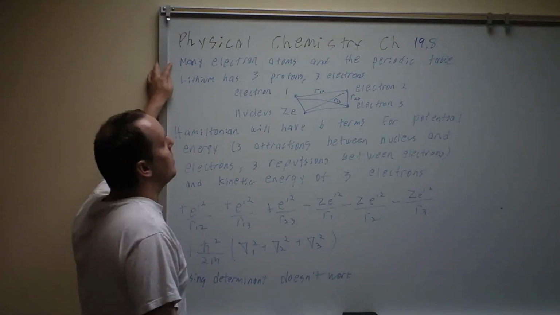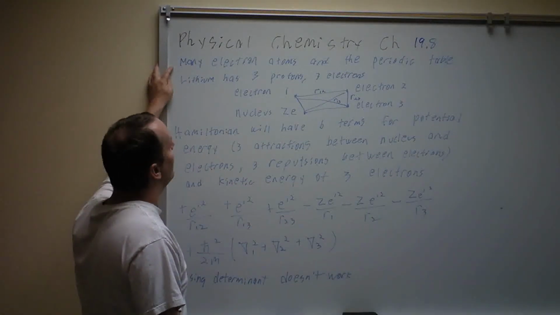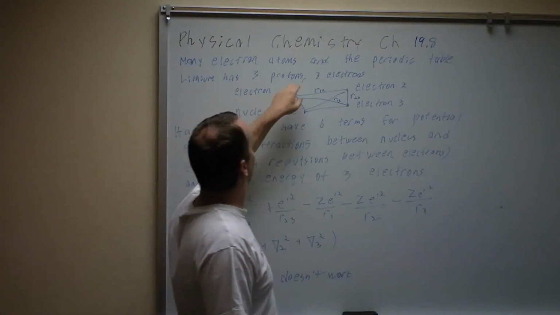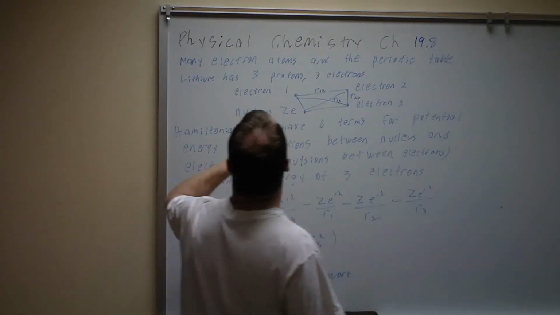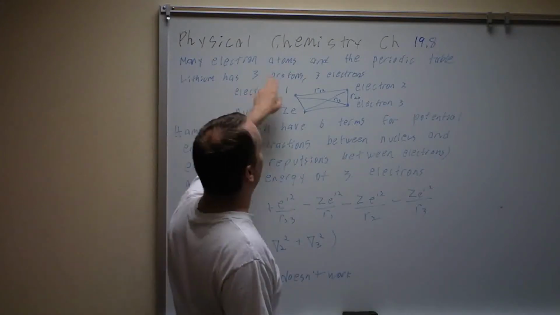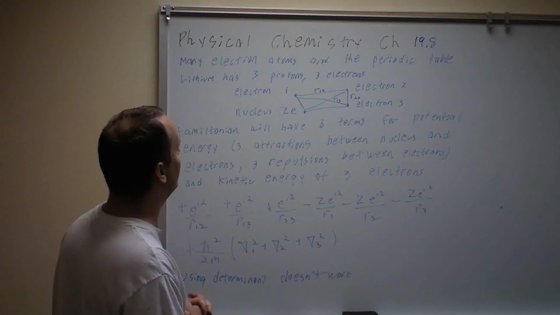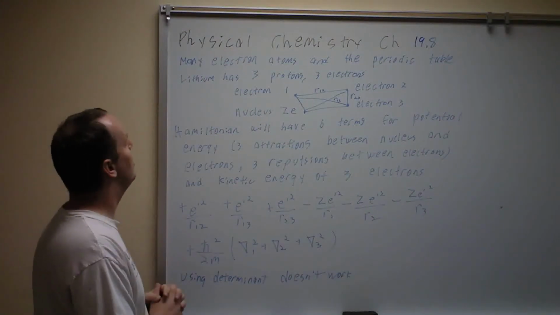Continuing on physical chemistry, chapter 19, we're beginning section 8 now. So now we're going to talk about many electron atoms, namely lithium, because it comes next, and the periodic table. So lithium, of course, has 3 protons, 3 electrons. It has neutrons too, of course, but that's irrelevant because we're talking about the electromagnetic force.